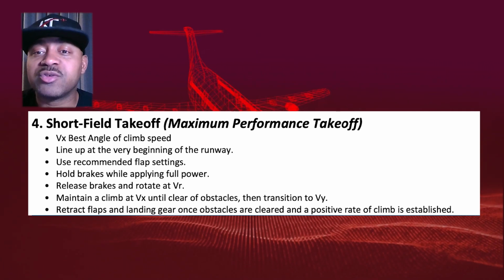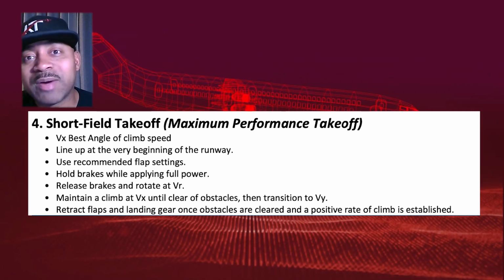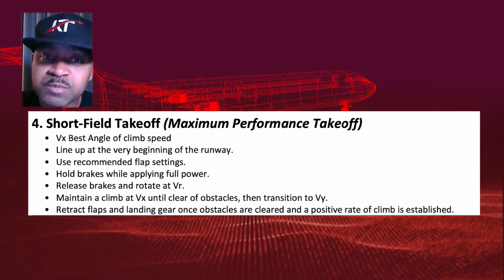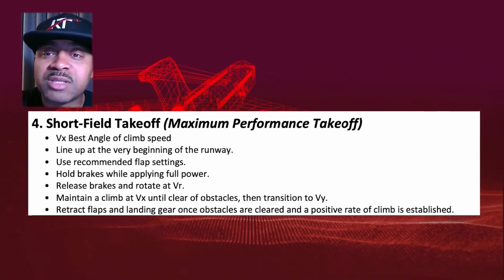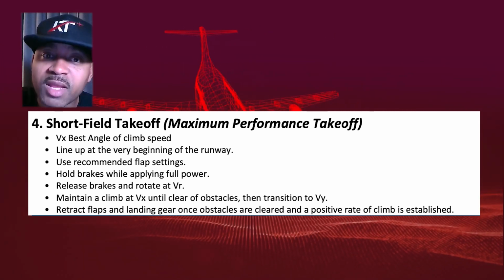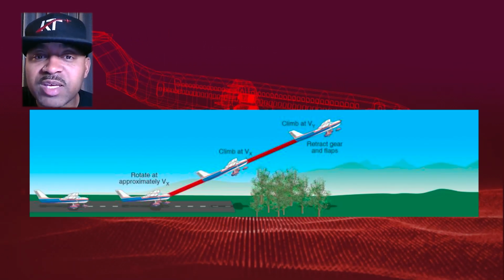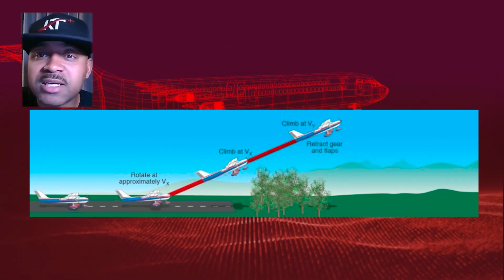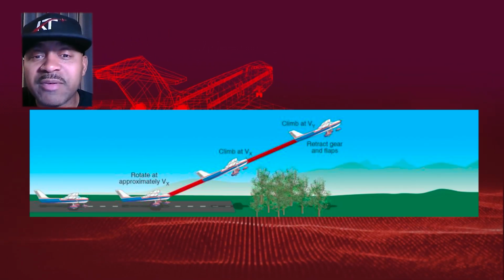And once you're over the obstacle, you'll transition, pitch the nose forward and climb out at your best rate of climb, which is VY. Retract the landing gear once the obstacle is cleared and you have a positive rate established. You are winning. There's the depiction there. Rotate at VX, climb at VX, clear the obstacle, retract flaps and climb at VY.